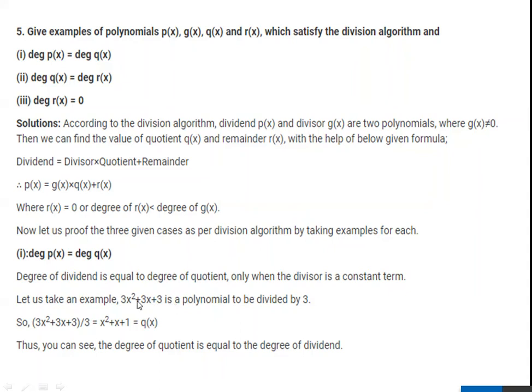You can write a polynomial and divide it by a constant. So you will get the quotient with degree which is equal to its dividend. Clear? So in this question what you should learn is degree of dividend is equal to degree of quotient only when the divisor is a constant term.